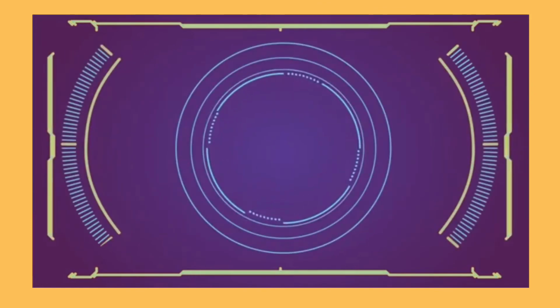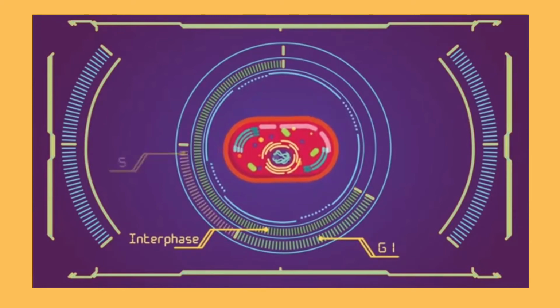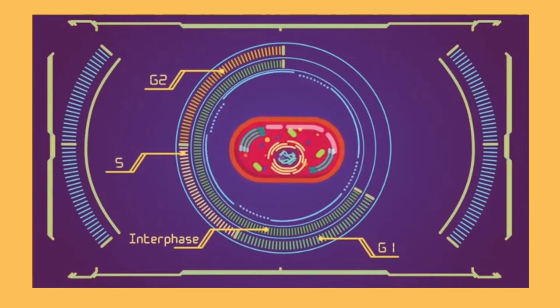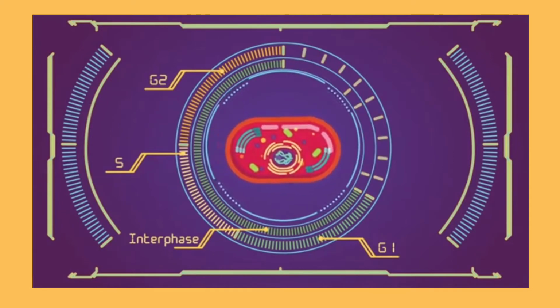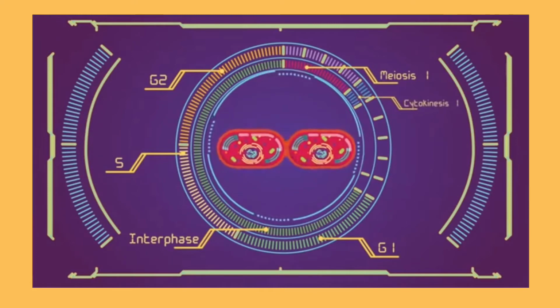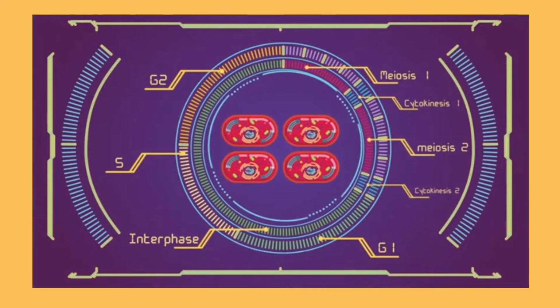Similar to mitosis, cells also pass through interphase, the G1, S, and G2 phases, before they enter meiosis. Here are the distinct phases of meiosis: interphase, meiosis 1, cytokinesis 1, meiosis 2, cytokinesis 2.